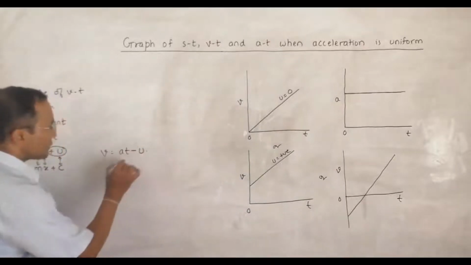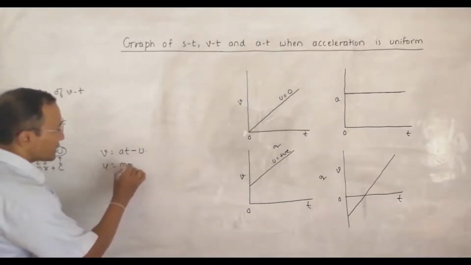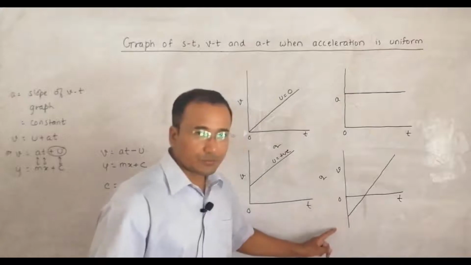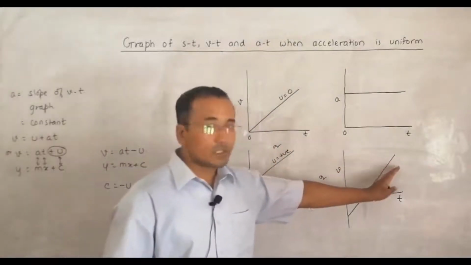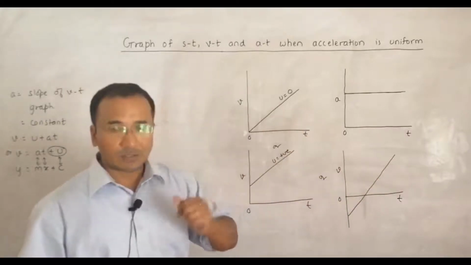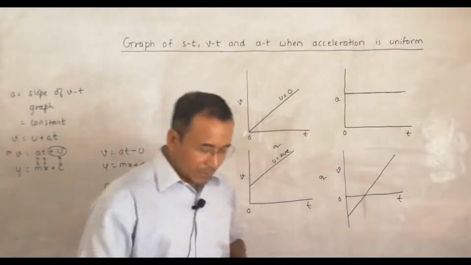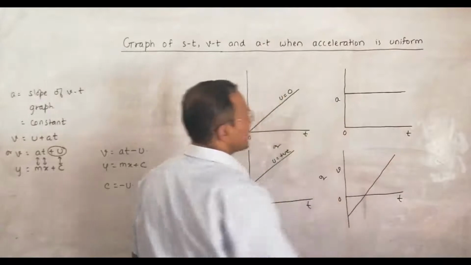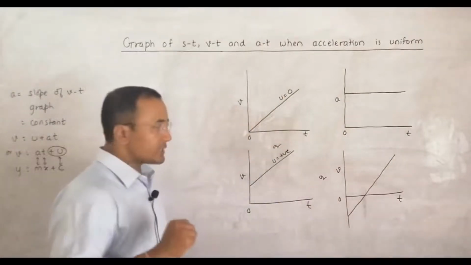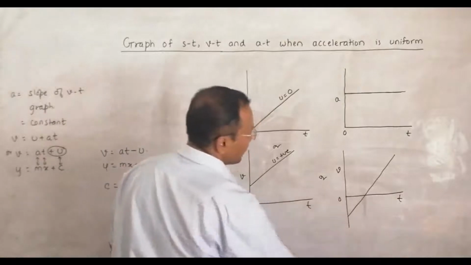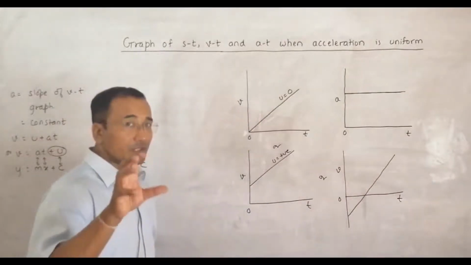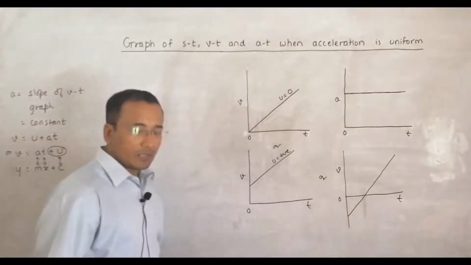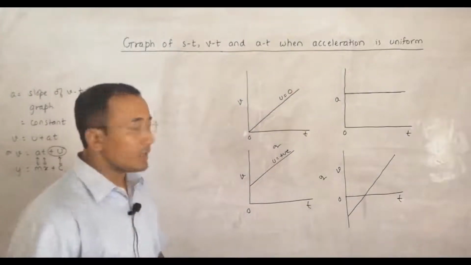When I compare it to y equal to mx plus c, c is equal to minus u. So the intercept is negative, this is minus u. In all these cases, the slope is positive and constant, which means A is positive and constant. So these are the graphs. Now, another thing we can realize from here is, throughout the motion, the value of A is positive, constant. But in this case and in this case, velocity is zero somewhere. Here, velocity is zero at the very beginning, and here, velocity is zero somewhere.